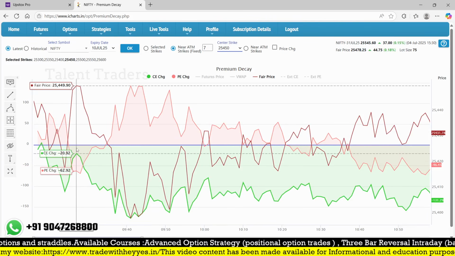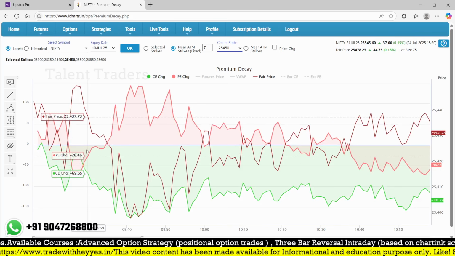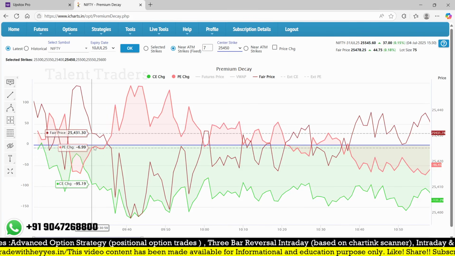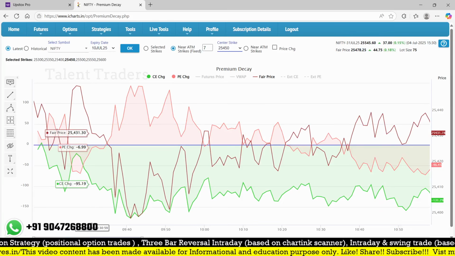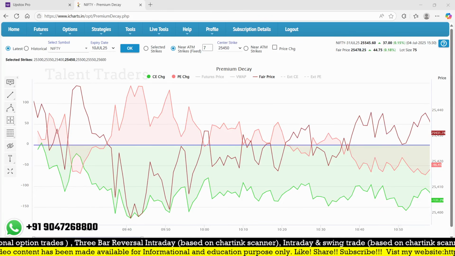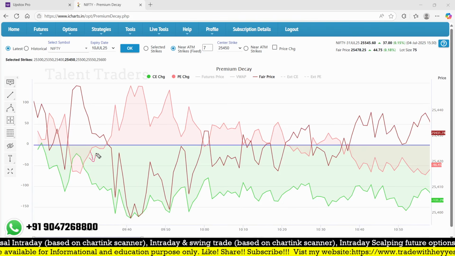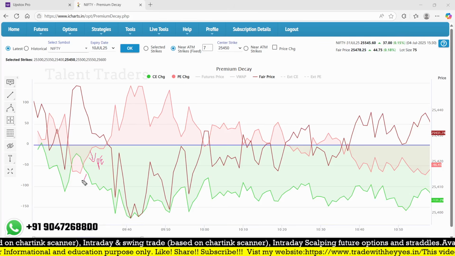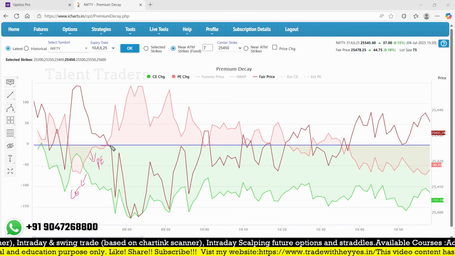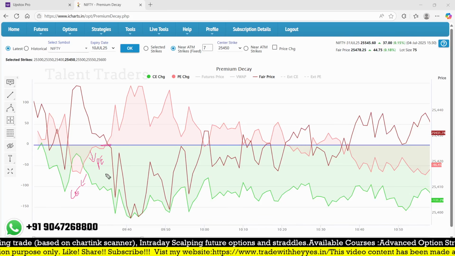So here, from 9:15 to 9:30, I'm just looking up to 9:30. Both the strike prices are below the zero line, where you can see that the put one as well as the green one, the call, are both below the zero line. I'm just talking about this being the 9:30.